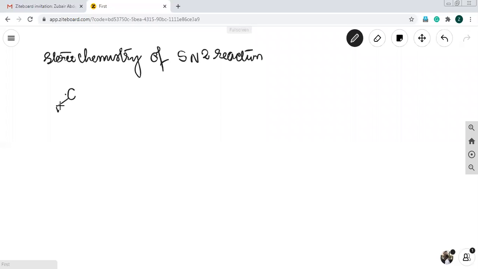I have given you the structure. This is H, H, and H, and Cl. I take OH minus. This is my nucleophile. I have 3 pairs of electrons, and this pair of electrons will attack from the back side, and see this.